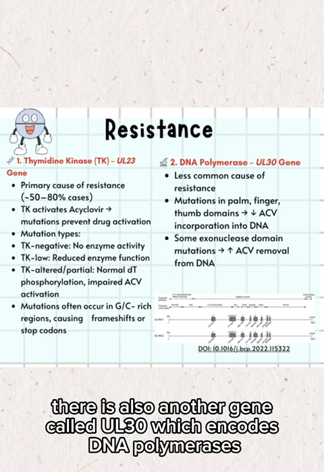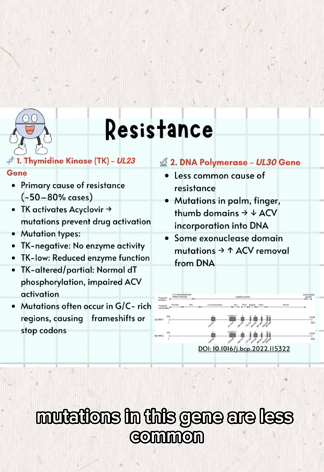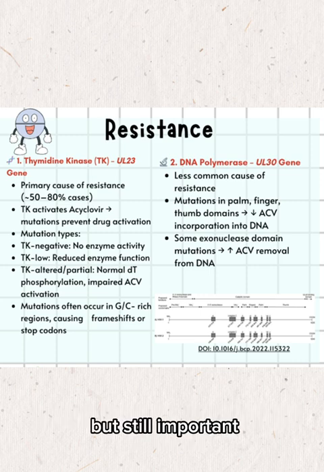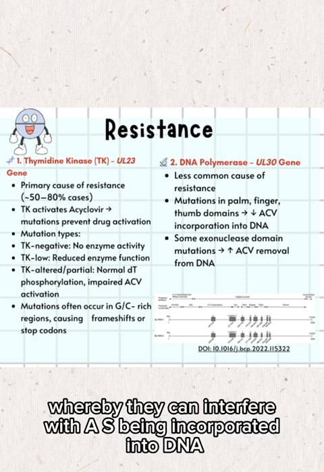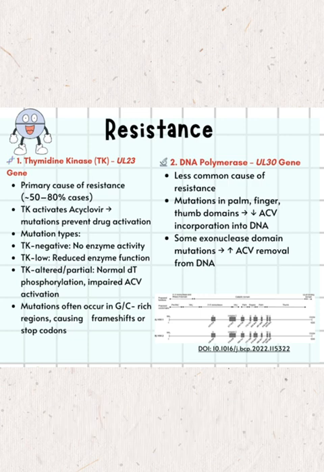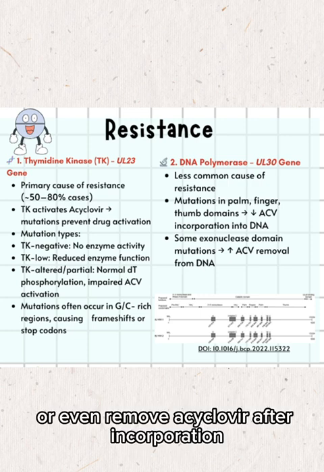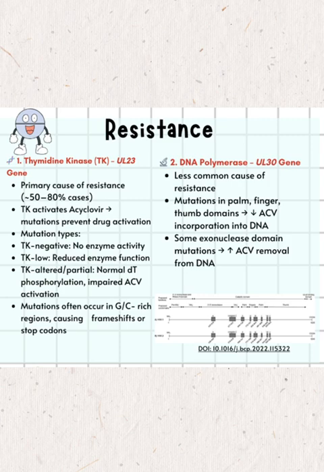There is also another gene called UL30, which encodes DNA polymerase. Mutations in this gene are less common but still important, whereby they can interfere with Acyclovir being incorporated into DNA or even remove Acyclovir after incorporation.